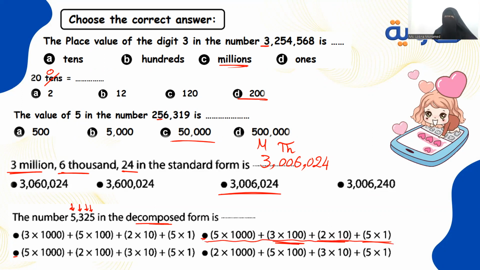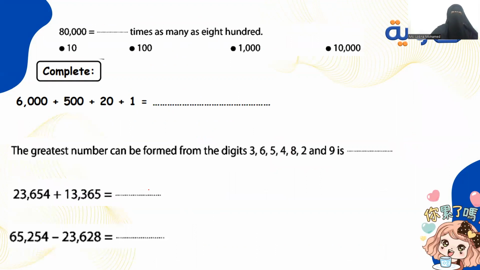So again, to write the number in the decomposed form, you have to write each digit, but multiplying by the number of its value, like this, 5 in the 1,000 place, so we can write 5 times 1,000, plus 3 times 100, plus 2 times 10, plus 5 times 1, and so on. Okay, let's move to the next question.